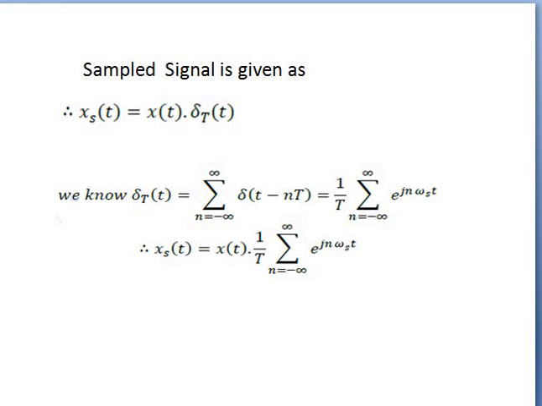The sampled signal gives us xs of t equal to x of t into delta T of t. So we know that delta T of t equals summation n equal to minus infinity to infinity delta of t minus nT, that is equal to 1 by T summation n equal to minus infinity to infinity e power j n omega s t. Substitute the delta T of t in the sampled signal. So the sampled signal xs of t equals x of t into 1 by T summation n equal to minus infinity to infinity e power j n omega s t.